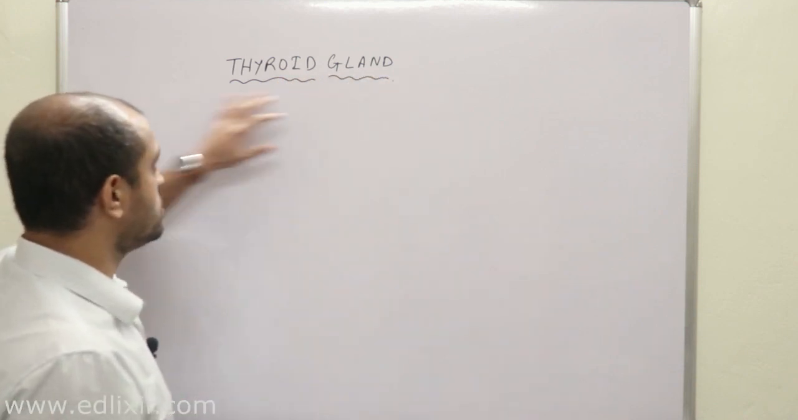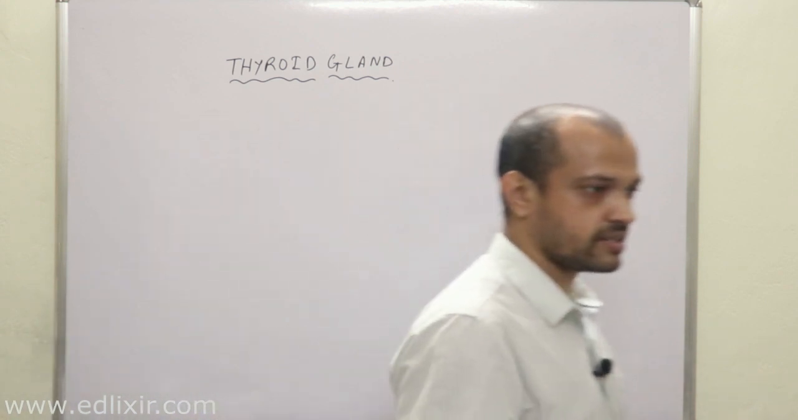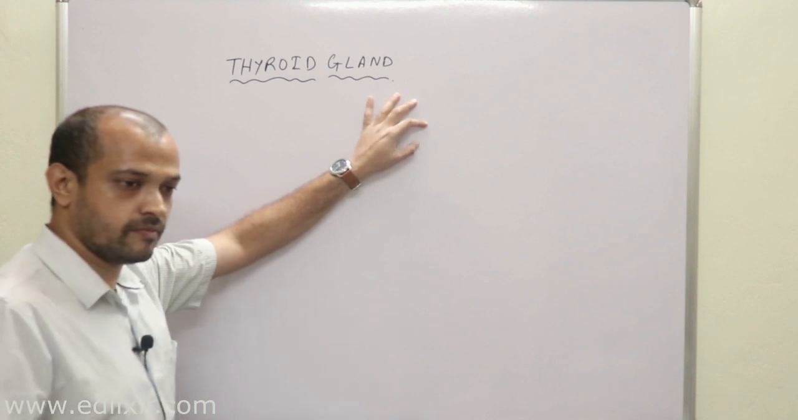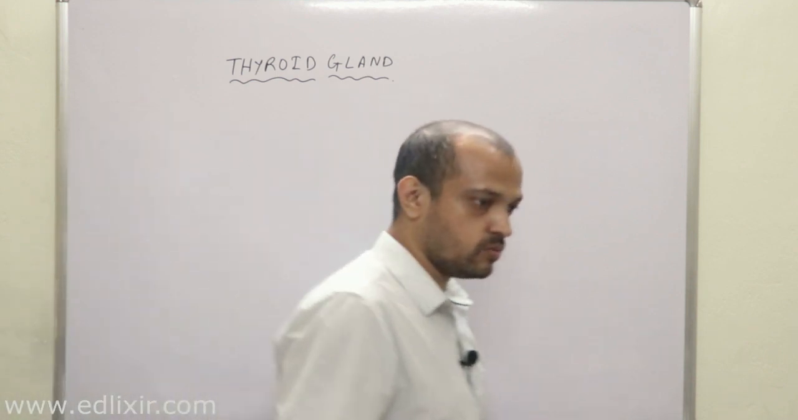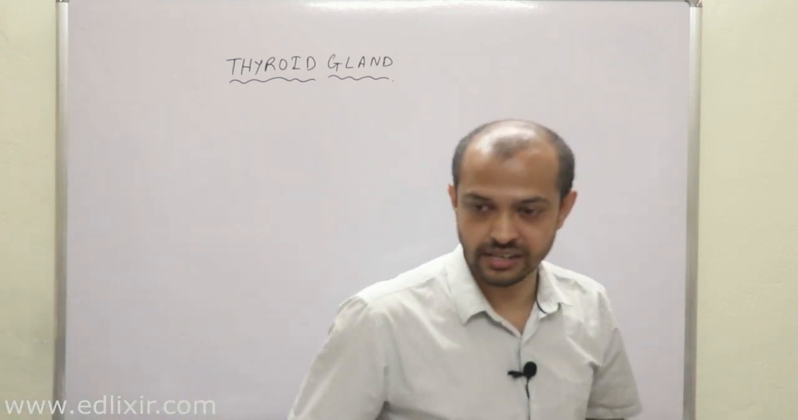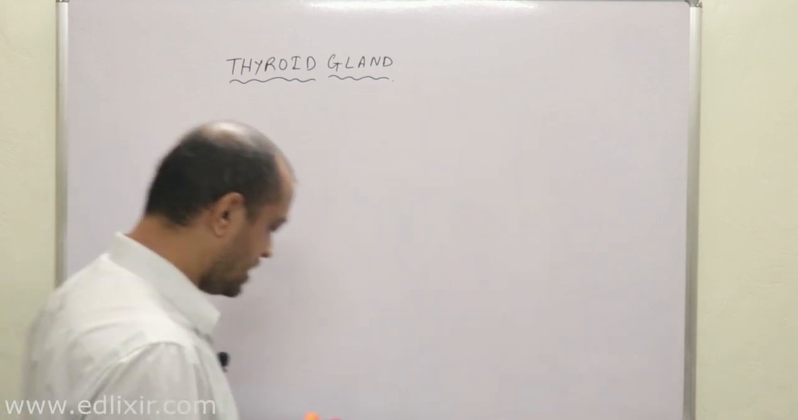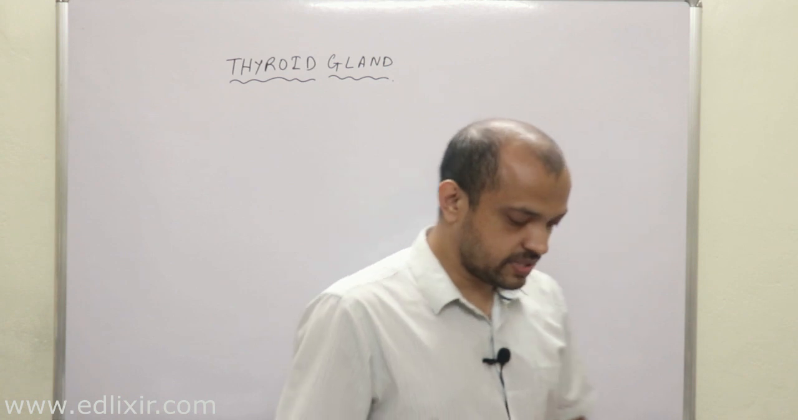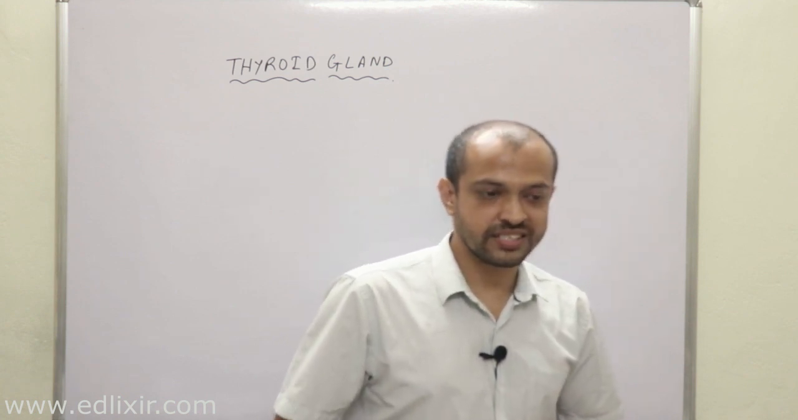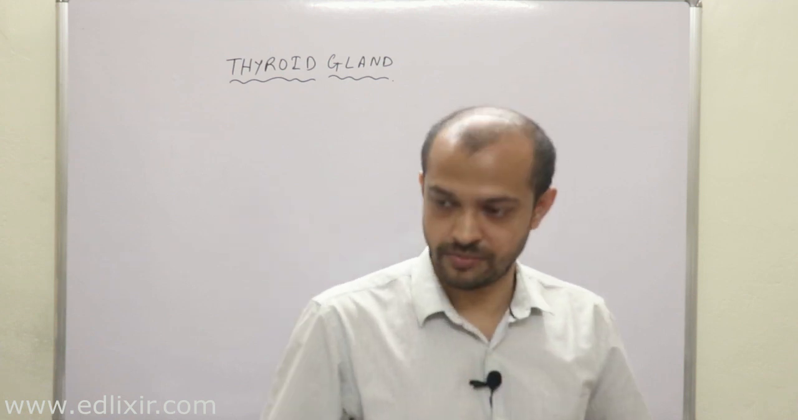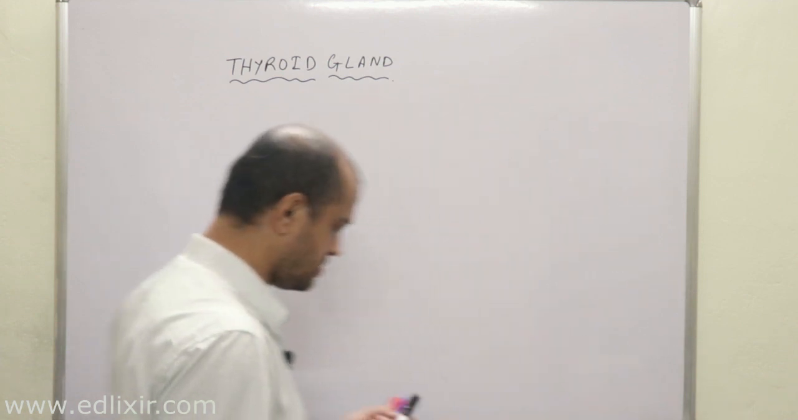Now, when we are talking about the thyroid gland, the first thing you need to understand is this: the thyroid gland has got its name from a Latin word which means shield. Thyroid in Latin means shield. That means this particular gland is present as a shield in front of our windpipe. Now listen with all your attention.